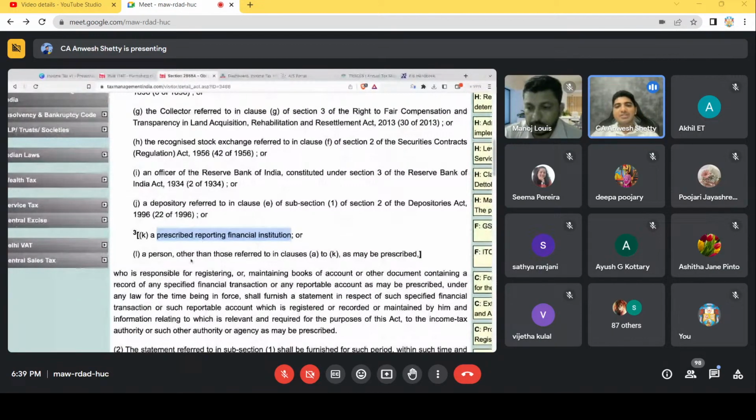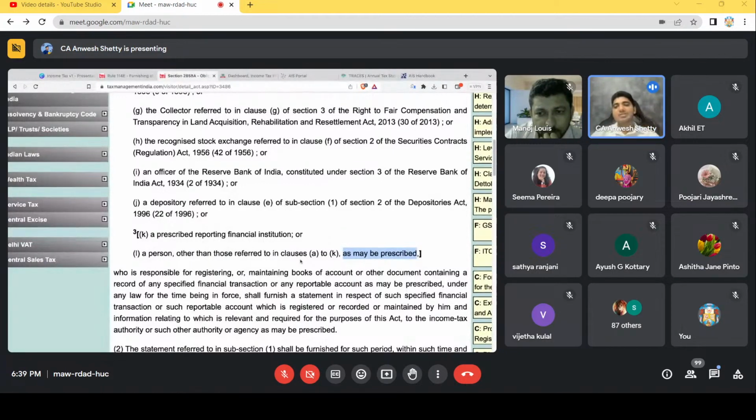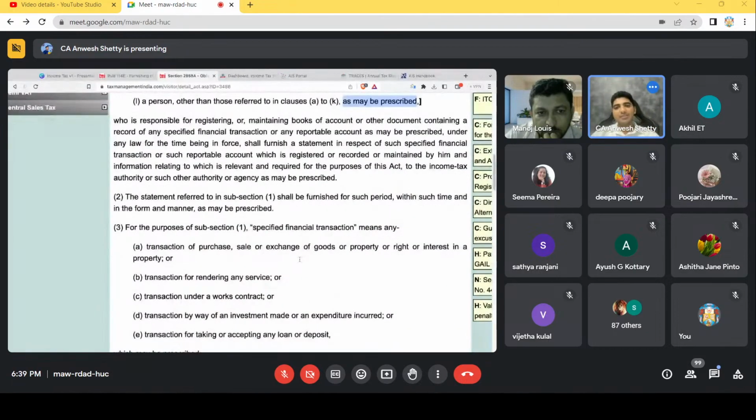And then they say a person other than those. So the government is scared that we may have left some names. So they are saying we want the power to prescribe some other names, and they should also give this information to us. So these are the persons who are supposed to give SFT-related transactions.